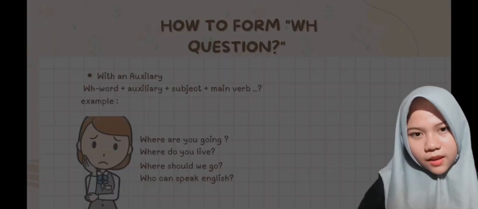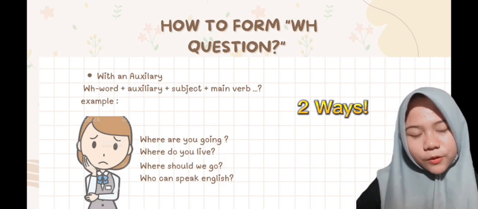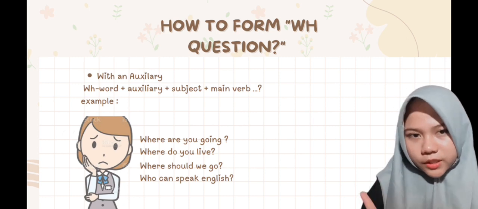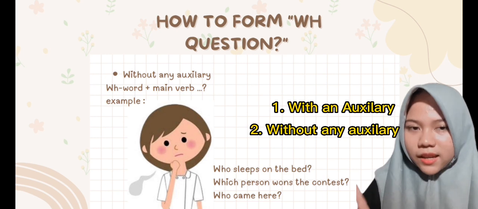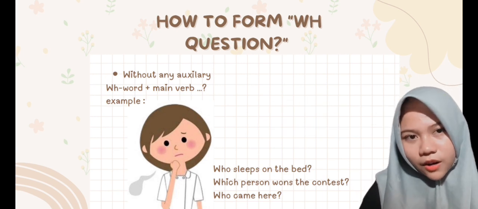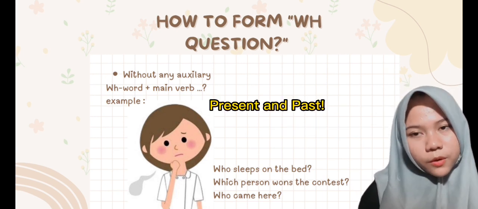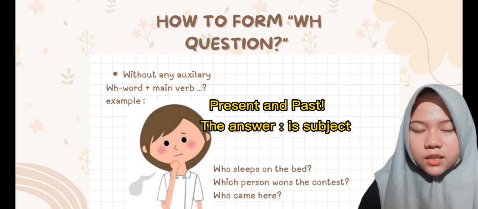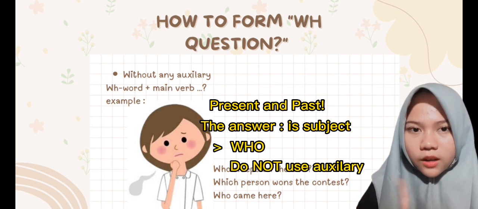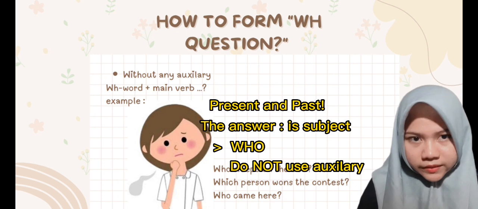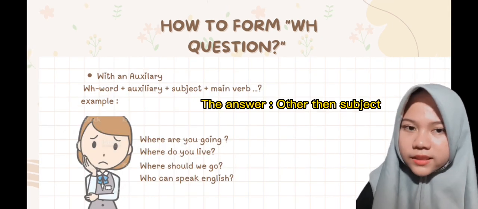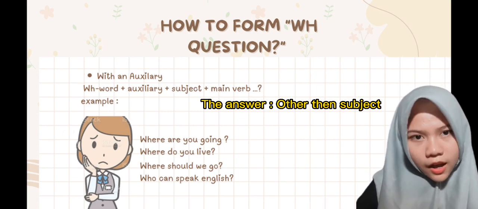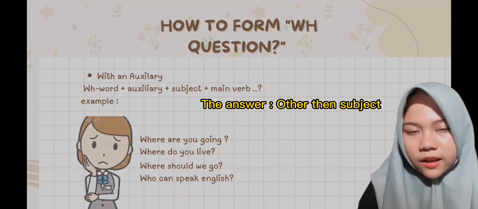Check it out. Okay guys, there are two ways to form a WH question. The first one is with an auxiliary and the second one is without any auxiliary. So, for present and past, when the answer is the subject, such as who, do not use any auxiliary. But if the answer is other than the subject, you have to use an auxiliary.